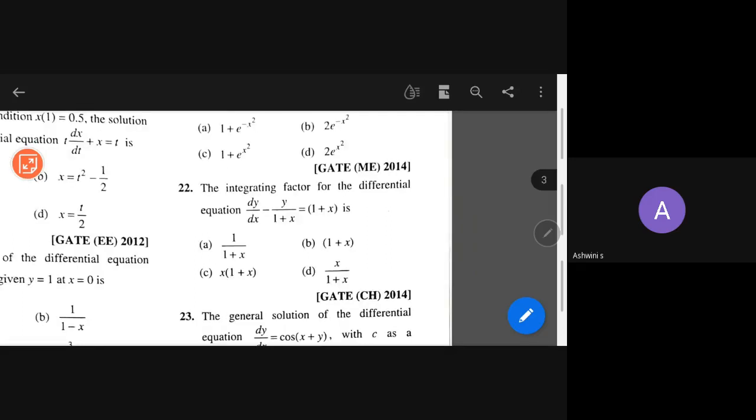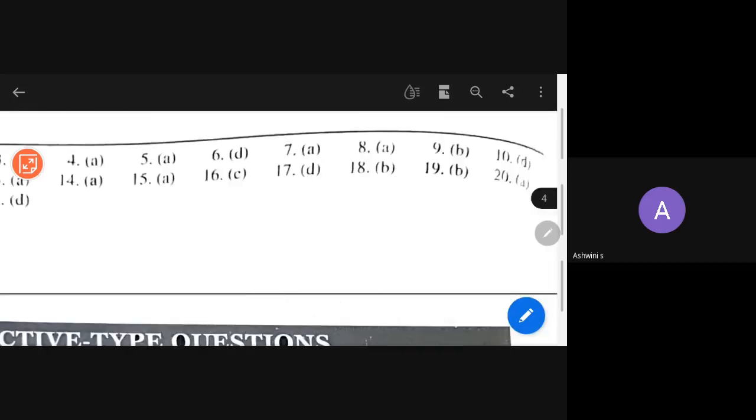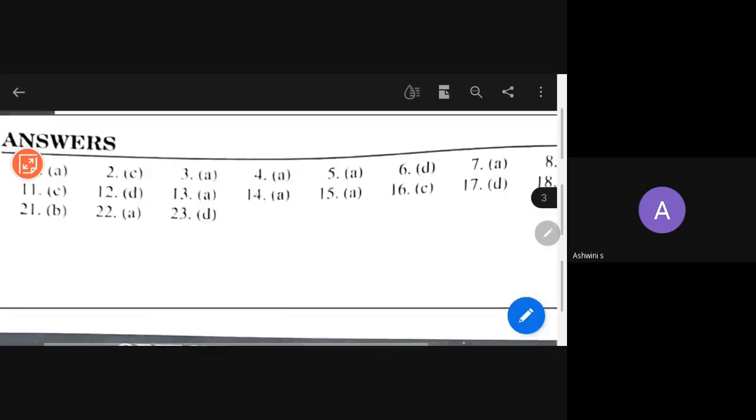The integrating factor for the differential equation, again, this is P is minus 1 by 1 plus x. So you can find e power integral minus 1 by 1 plus x, so log 1 plus x, e power log 1 plus x, with the minus. 1 by 1 plus x is the answer here. 22nd, A. Yeah, that is the answer.